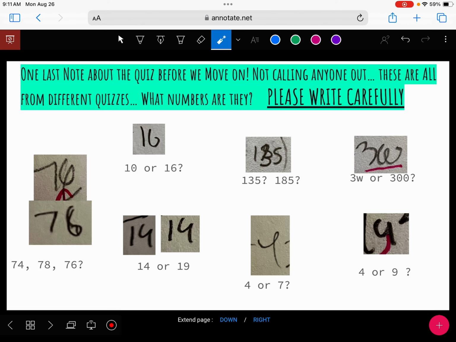Okay? So, again, I only took very, very small pictures so that we could not be calling anybody out. This was not intending to call anybody out. These were only a small selection of the ones that I picked. So please just be intentional with how we write. Okay.